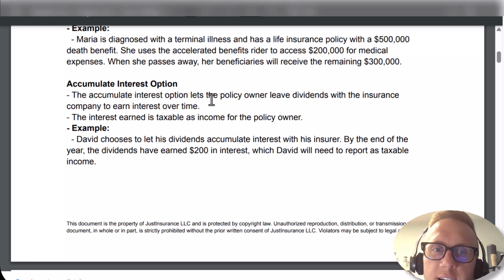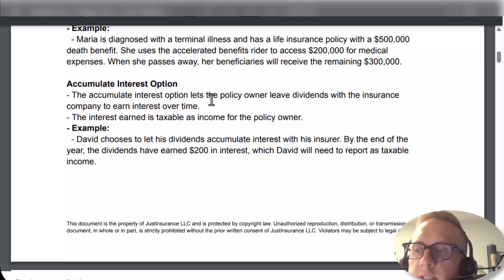They technically look at it as unused premiums. But the interest earned is taxable as income for the policy owner. Example: David chooses to let his dividends accumulate interest with his insurer. By the end of the year, the dividends have earned $200 in interest, which David will need to report as taxable income.